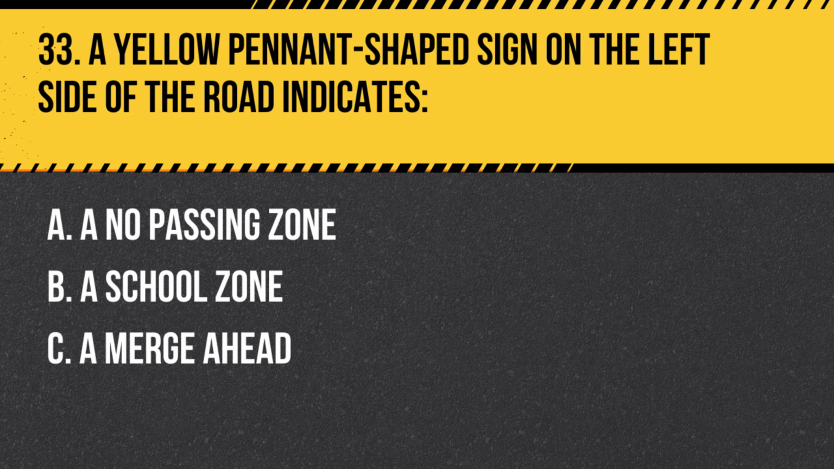Question 33. A yellow pennant-shaped sign on the left side of the road indicates A. A no passing zone. B. A school zone. C. A merge ahead. Answer. A. A no passing zone. A yellow pennant-shaped sign on the left side of the road indicates that you are entering a no passing zone.